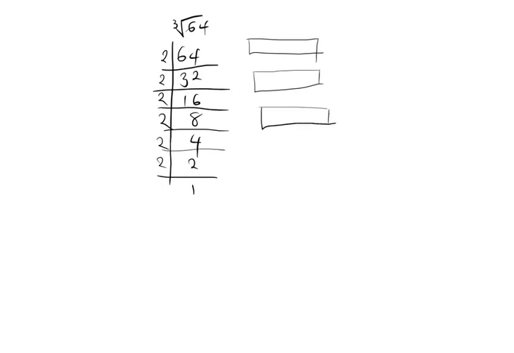So we count the number of 2's: 1, 2, 3, 4, 5, 6. This means that each group will have 2 times 2, 2 times 2, 2 times 2 to make them 6 2's. So this is equal to 4, 4, 4, and this implies that the cube root of 64 is equal to 4.